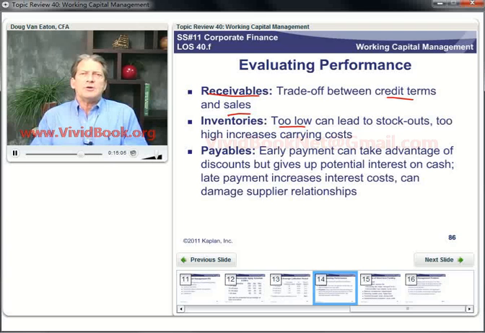In terms of payables, often payables will come in and give you a discount, like say 1% if you pay in the first 15 days or something like that. And so early payment, we can take advantage of these discounts, but if we give up the cash and pay it early, we're giving up potential interest on that cash. Later payment increases our interest costs, and it can damage supplier relationships as well. I mean, one way to raise money in the short term is to just stop paying your bills. But what we're saying is there's cost to that and also limits to that in terms of what your suppliers will put up with and how it might damage your relationship.